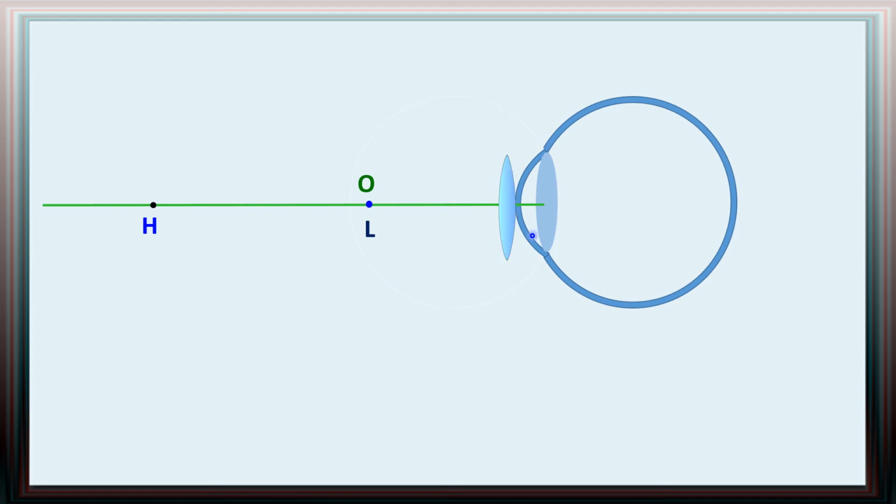Now, for a moment, imagine that this is not there. Let us see the action of this only. Here this point object O is placed between F and P. The optic center is here, and its focal point is somewhere here. That means O is placed between the focal point and the optic center P.